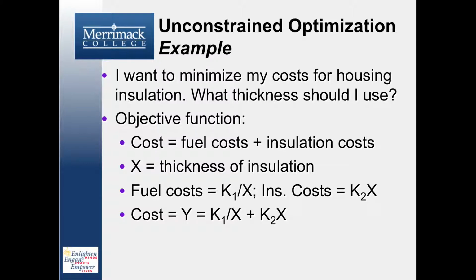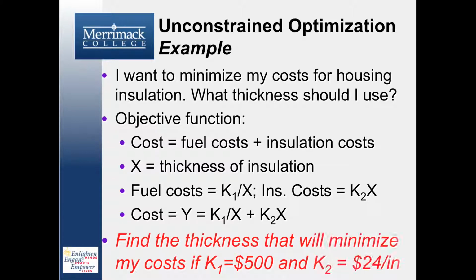So I know the fuel costs are inversely proportional to the thickness, right? So as I increase the thickness, the fuel costs go down. But of course, as I increase the thickness, the cost to purchase the insulation goes up, right? So the cost function is just this linear combination of that fuel cost and insulation cost as a function of x.